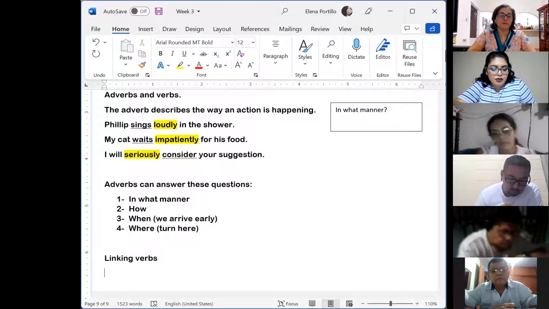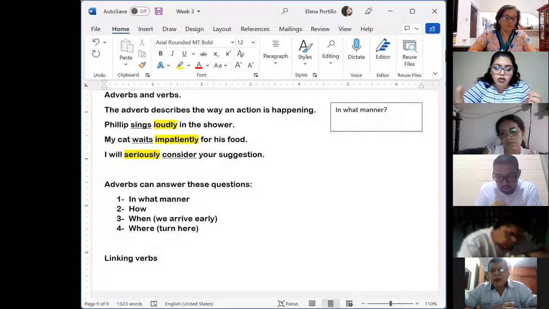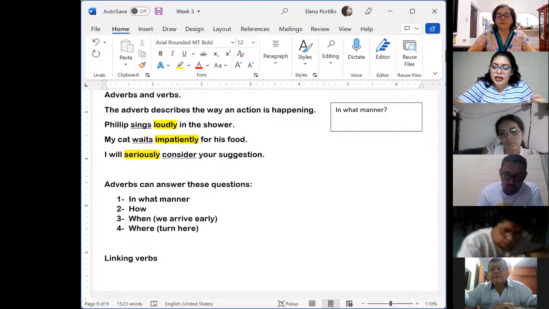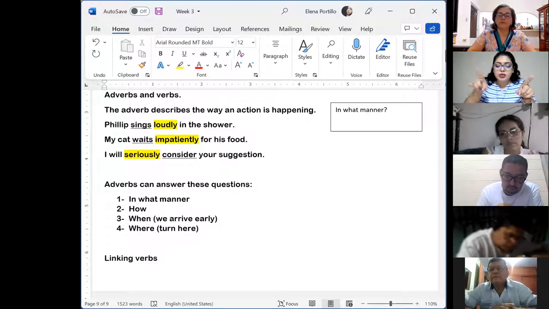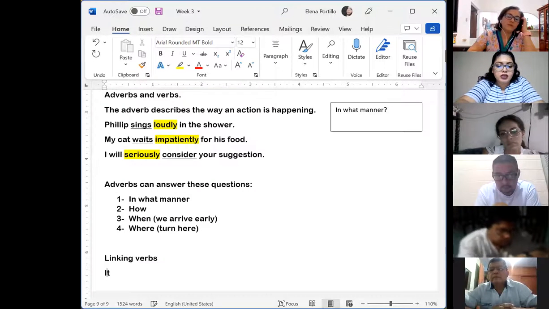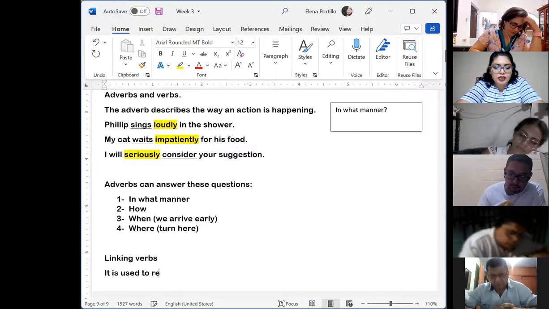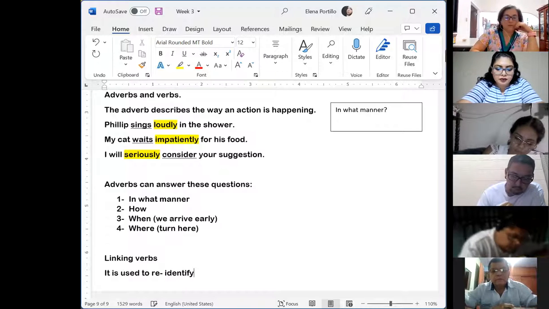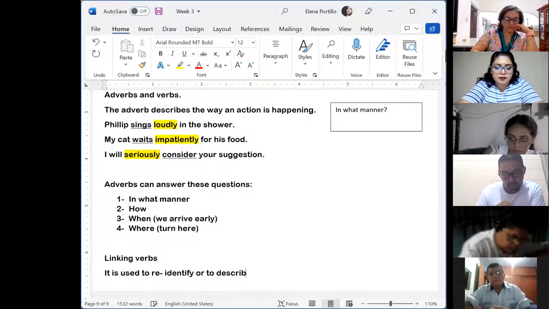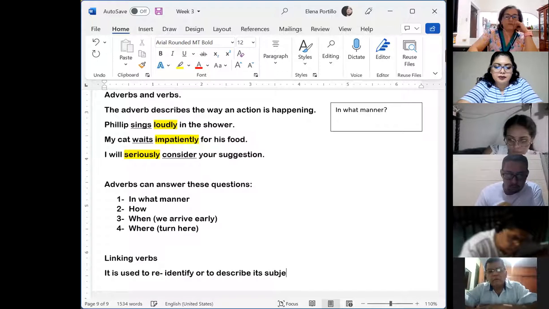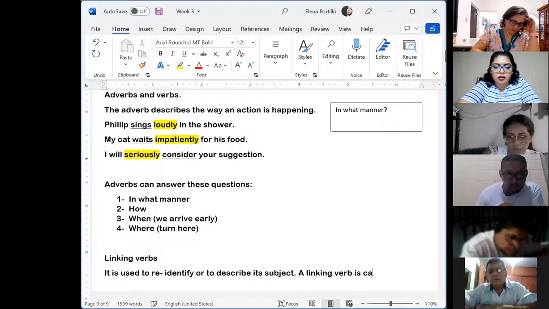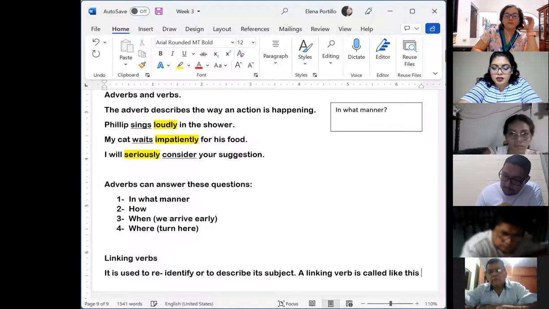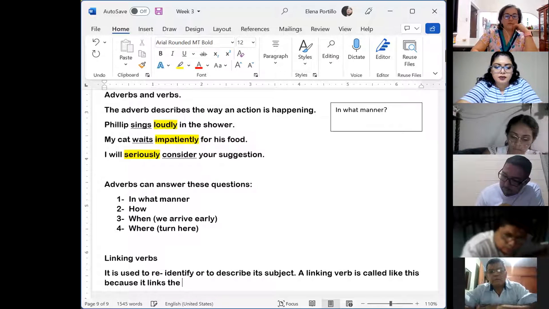So a linking verb is used to re-identify or to describe its subject. A linking verb is called a linking verb because it links the subject to the subject complement. So it is used to re-identify or to describe its subject. A linking verb is called like this. It links the subject with a subject complement.